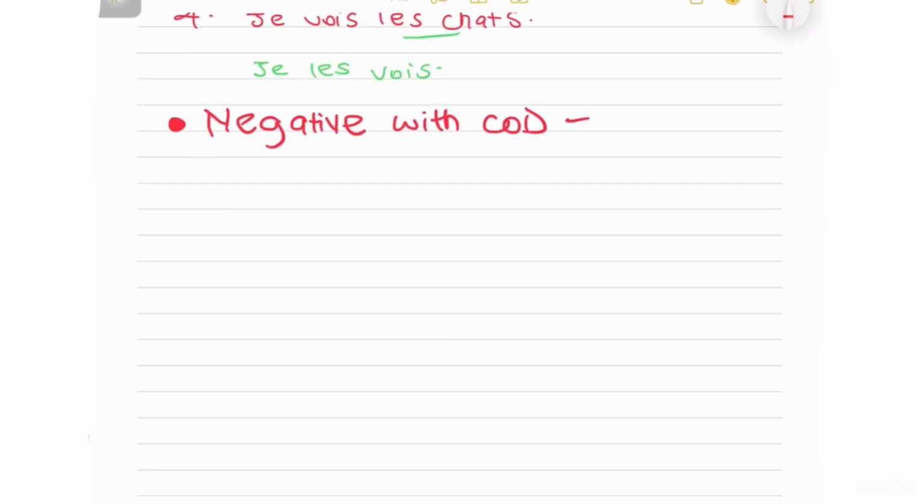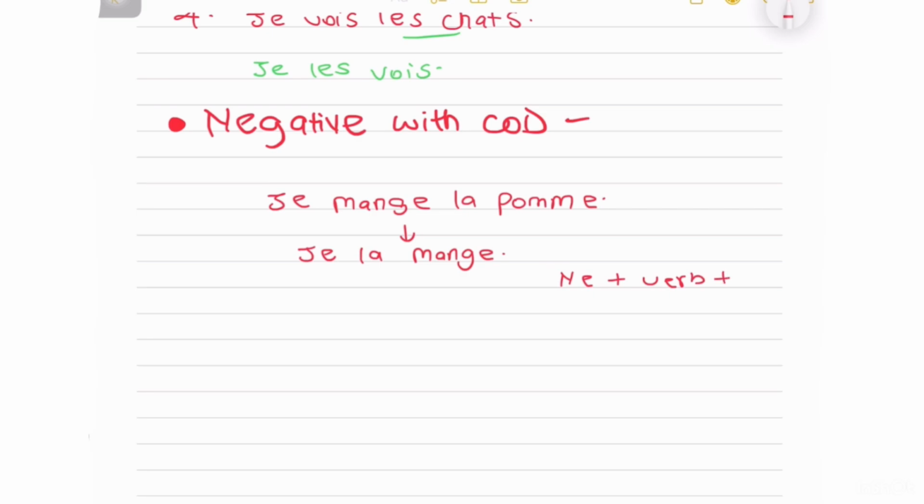Then we have, how do we do negative with COD? La négation. Now this is pretty simple. All you need to know is that the pronoun and the verb stay together. So for example, I'll take the same sentence. Je mange la pomme. So we made it je la mange. Now I want to say I don't eat it. For that, we know we do ne plus verb plus pas. That is our formation. La formation.